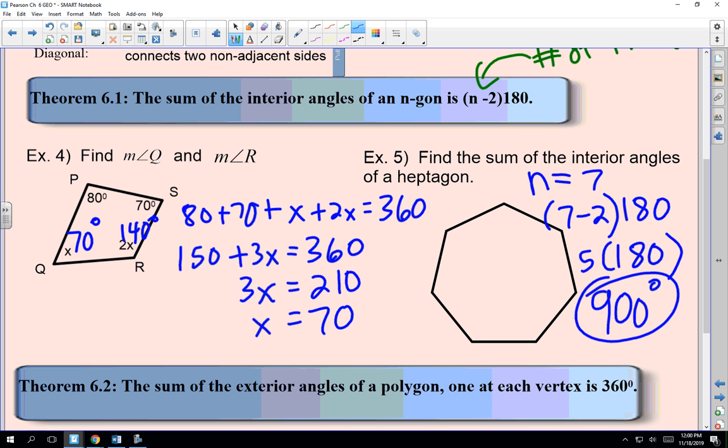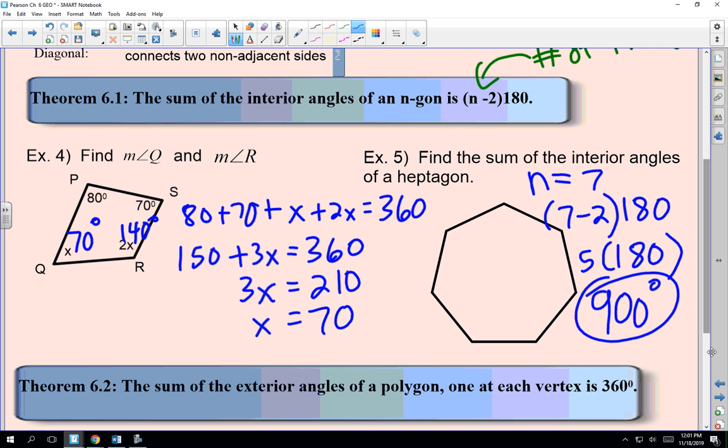Honestly, you're going to remember a quadrilateral has 360, triangle has 180, obviously. Pentagon has 540, hexagon has 720. Like, you'll just know all the ones through 8 at least. Heptagon is 900, and octagon I think is like 1080. So you'll be using those a lot.